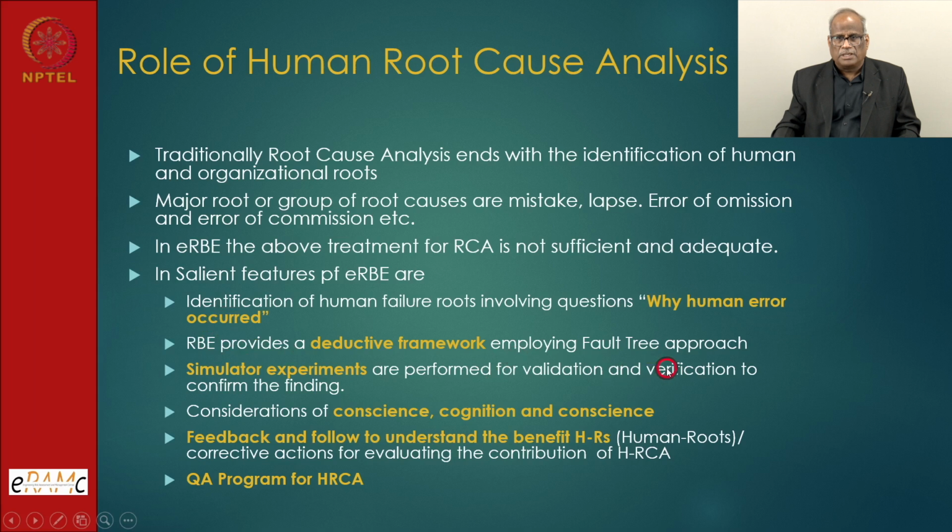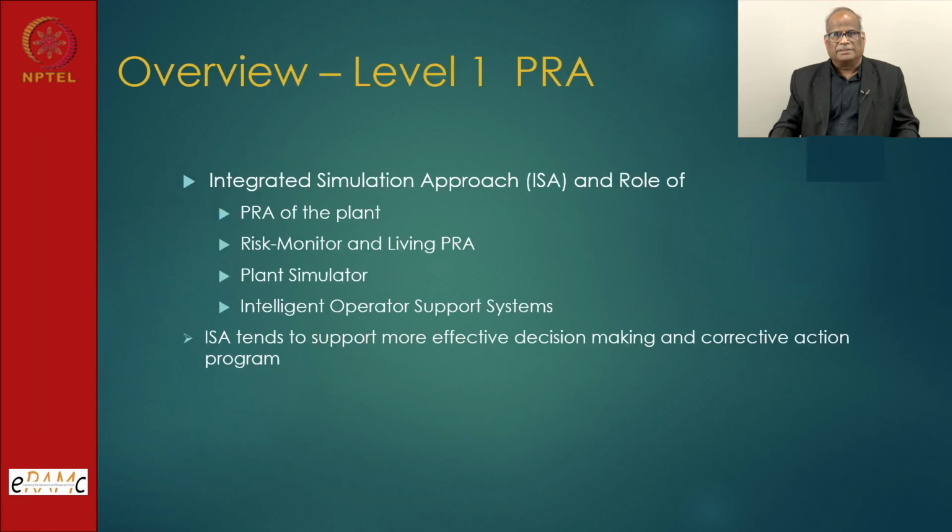A directive framework should be available, and fault tree provides a very effective mechanism, and this has been dealt with in one of my books on risk conscious operation management. Simulation experiments can be performed. Consideration of conscious cognition should be there for root cause analysis. So we should go to the root of conscious cognition. It is consciousness and cognition and conscience. Conscience means security-related issues. We will discuss it separately. Feedback and follow-up to understand the benefits, and a QA program in HRA is a must. And I think industry is putting a lot of effort in that direction.